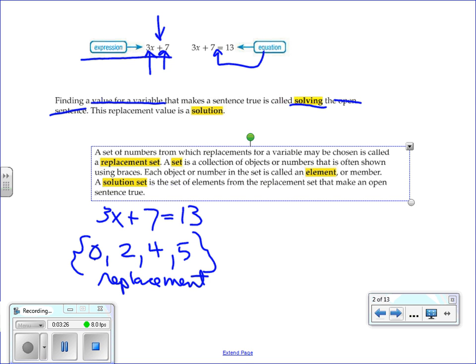The solution set will be the one which makes this statement true. In this case, the solution set is 2, because 3 times 2 is 6, plus 7 is 13. So when x is 2, that is the solution. Each object in the set is called an element. In this replacement set, we have 4 elements: 0, 2, 4, and 5.